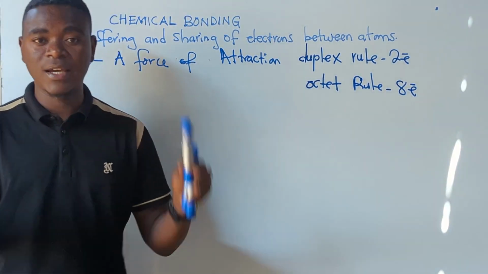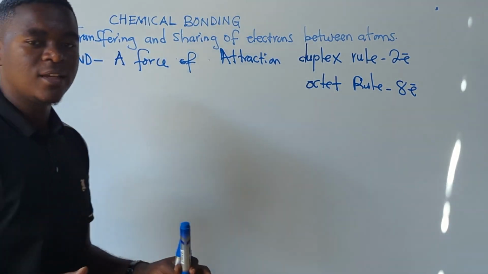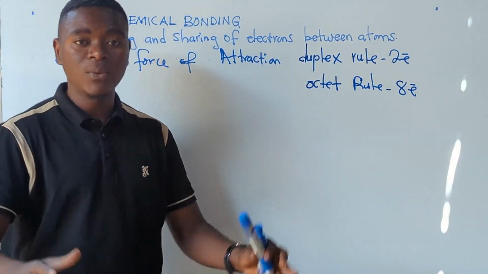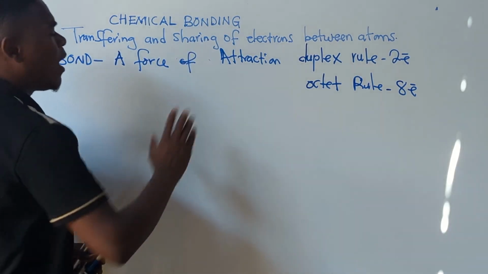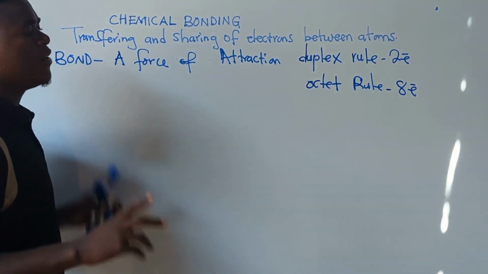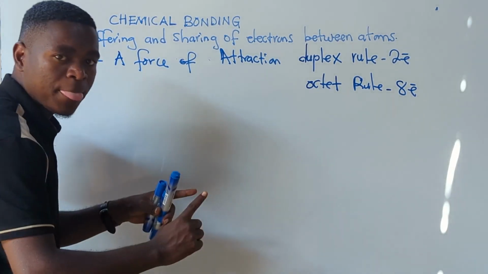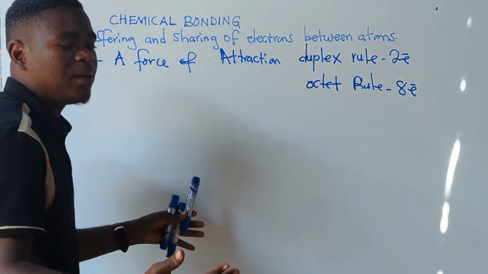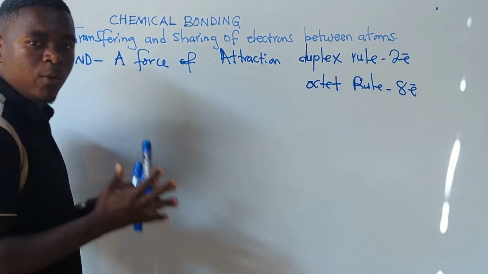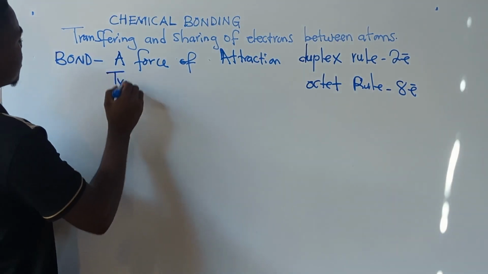I guess you are getting the point here. We are moving together, isn't it? I guess you are able to understand everything that I'm sharing with you. So the reason why metals and non-metals involve themselves in bonding is so that they can be stable. They lose electrons or gain electrons so that they can be what? They can be stable.